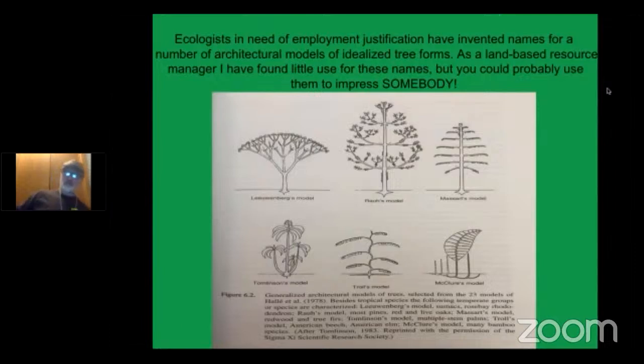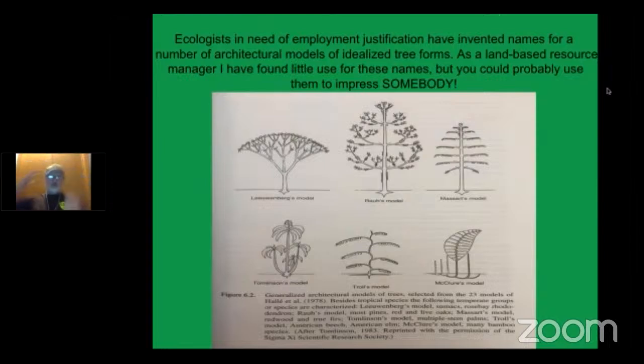Please pardon my sense of humor today, but there are some things that you go through, and I don't really see any reason why somebody has to come up with and memorize them. There were a whole bunch of different tree pattern models that I had to memorize the names of when I was in college, and I just thought it was the most ridiculous thing in the world. Why do I have to learn what a Leeuwenberg's model is, and a Rose model, and Massart's model, and so on? But all these different patterns that woody plants tend to grow in have names, and if you memorize them, you can go ahead and impress somebody.